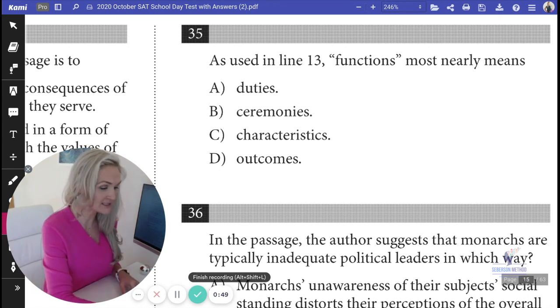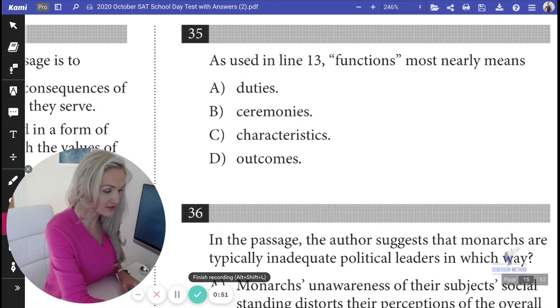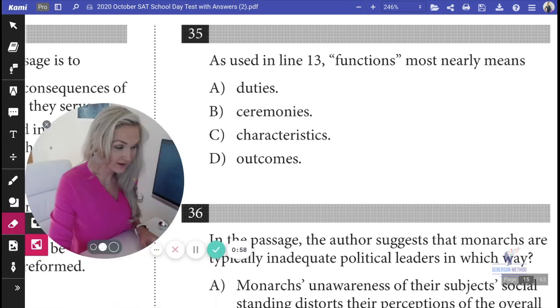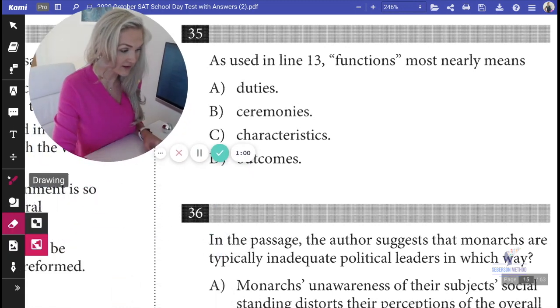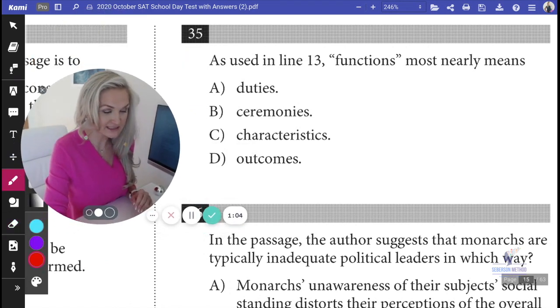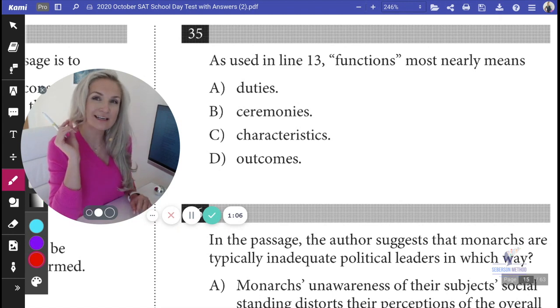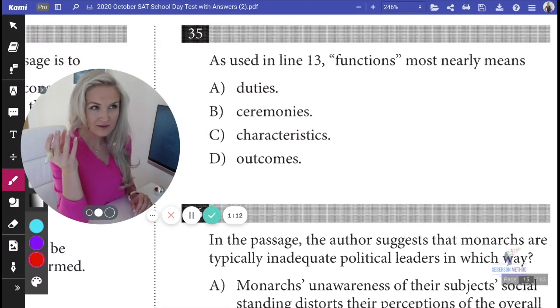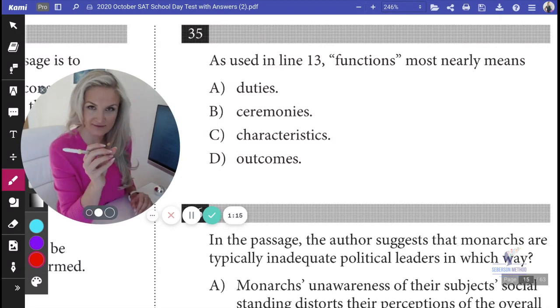So by quickly scanning your answer choices, you're going to identify that, well, my word in question is a noun. And how do I know? Because all of the other answer choices are also nouns: duties, ceremonies, characteristics, and outcomes. But I don't want you to get too hung up on what your answer choices are just yet, because I want you to carry into the sentence the fact that it's a noun and it's a plural noun.